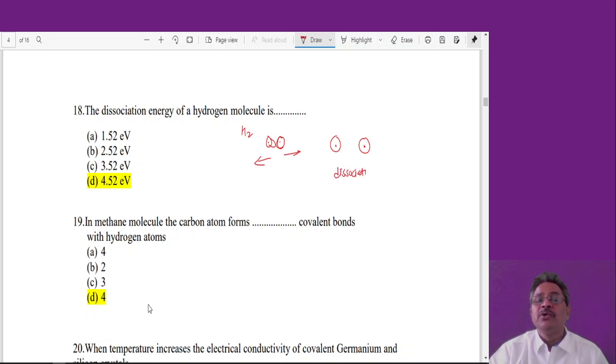So here you have to remember this number: the amount of energy required to dissociate this H2 molecule is exactly 4.52 electron volts. Here there is no need for calculations; you should directly remember that the dissociation energy of the hydrogen molecule is 4.52 electron volts.